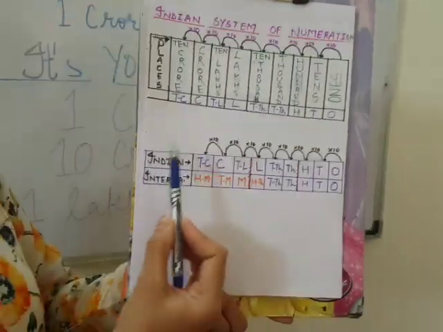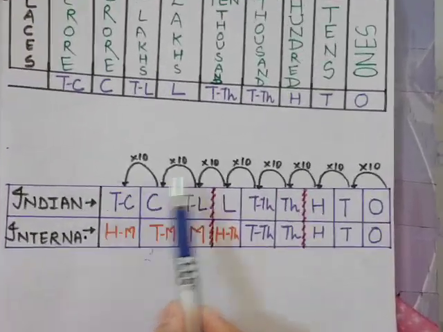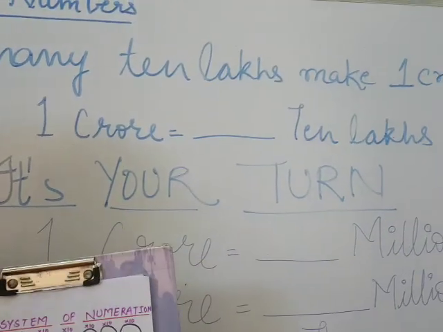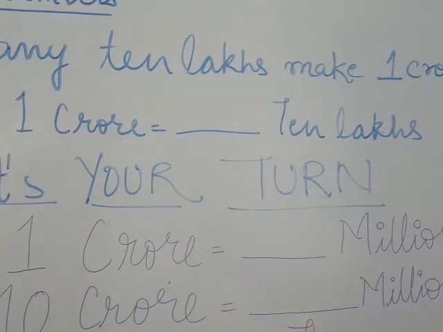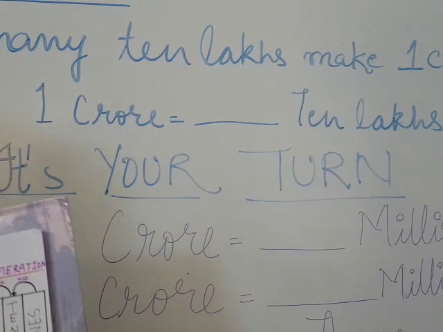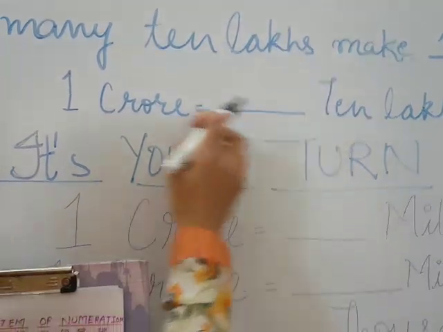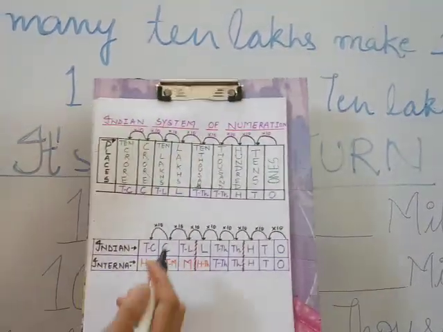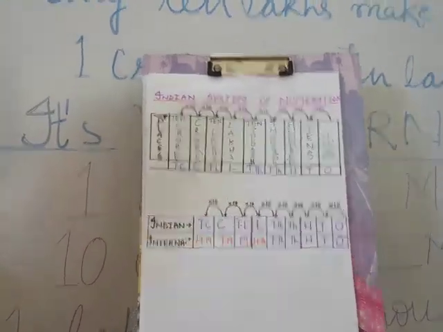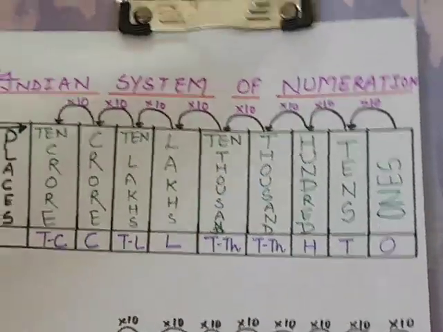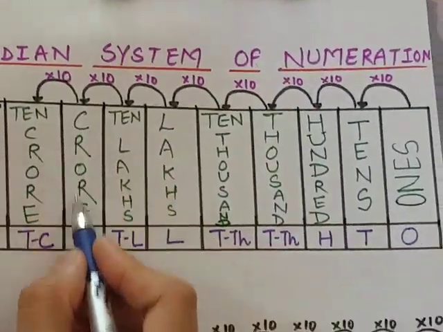Now this is the Indian and international place value system. So first we answer that question: 1 crore equals how many lakhs? Our question says, how many 10 lakhs are in 1 crore? So we are moving from 10 lakhs to crore. This is 10 lakh and this is crore.